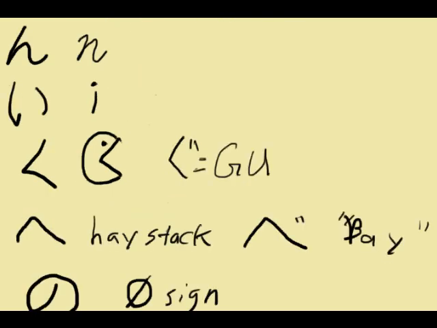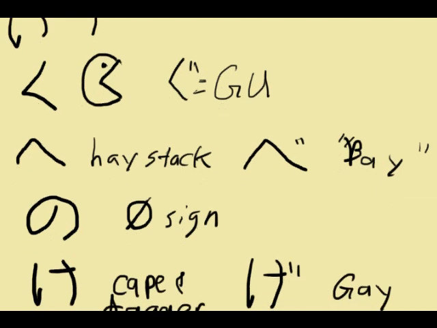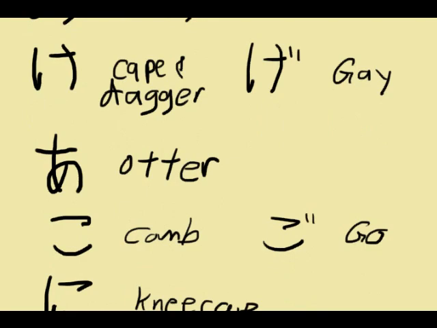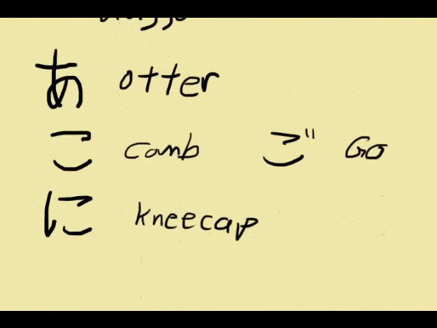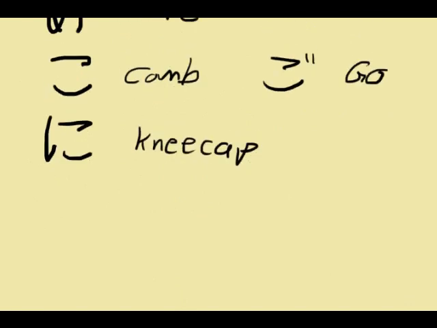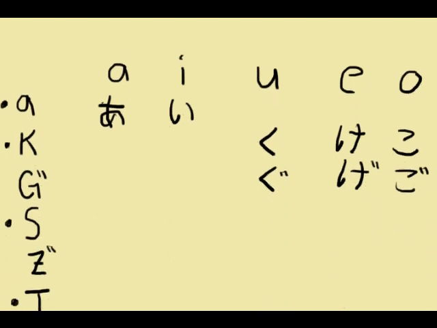All right, so here are all our characters again for review. N, the letter N. E, think of the 2 strokes of the letter I. Ku, Pac-Man. He, haystack. No, the no sign. Ka, cape and dagger for the K, also sounds like gay if it's glottal. The nose-stabbing otter. Ko, the combs in the hair bun. And ni, the kneecap.